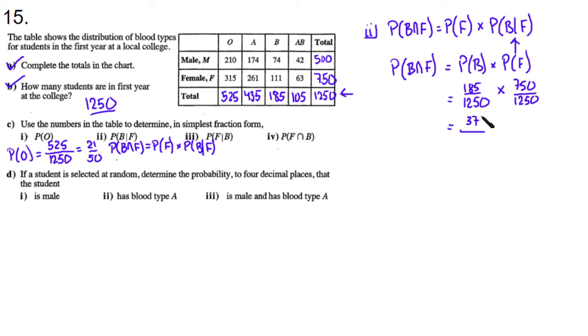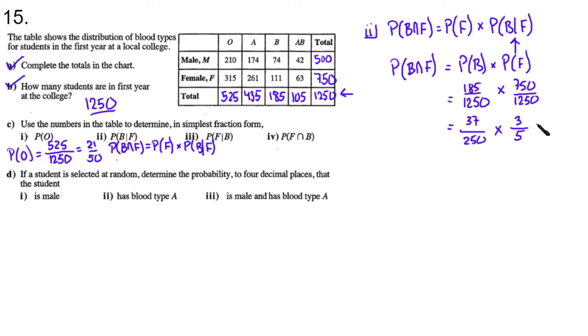1,250 divided by 5 is 250. Now 37 is a prime number, which means that we cannot reduce this any further. And the second quotient here, we can reduce that by dividing numerator and denominator by 250. So 750 divided by 250 is 3. 1,250 divided by 250 is 5. Okay, so that's a little bit more manageable.